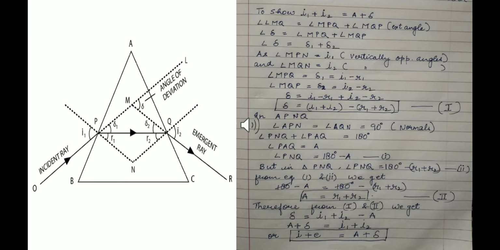Now putting all the values from the main equation 1 and main equation 2, we get delta is equal to I1 plus I2 minus A. As R1 plus R2 is A, in place of R1 plus R2 we have written A. So delta is equal to I1 plus I2 minus A. Now A goes to the other side, which is having a negative sign, so it becomes A plus delta is equal to I1 plus I2, or I plus E, that is the angle of emergence. I2 is the angle of emergence over here. So I1 plus I2 is equal to A plus delta. So this was the complete proof.